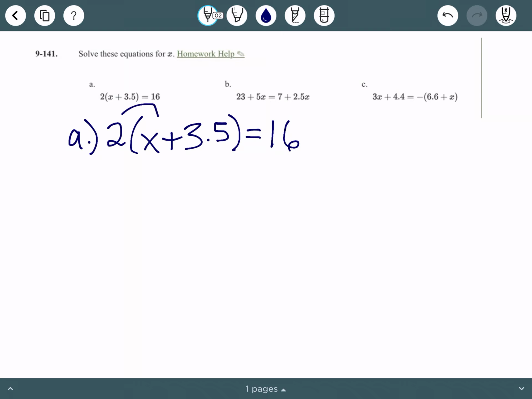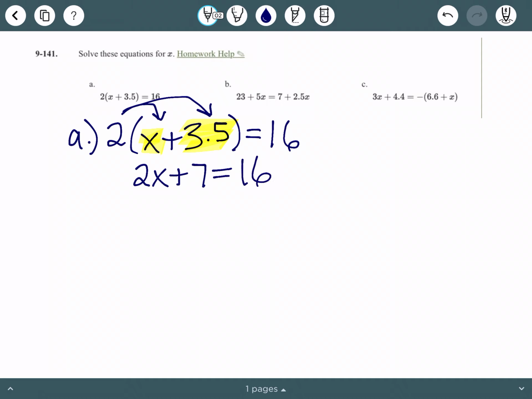All right, so I have this 2 outside of my parentheses. I know I need to distribute it to each of my terms inside of those parentheses. So I have my x term, and then I have my constant, which is 3.5. So 2 times x is going to give me 2x, plus 2 times 3.5 is going to give me 7. So 2x plus 7 equals 16.